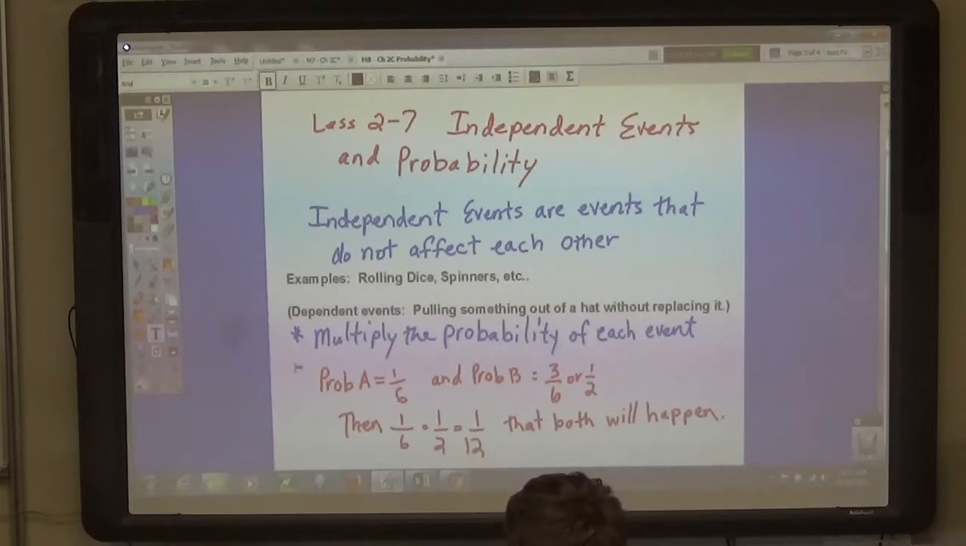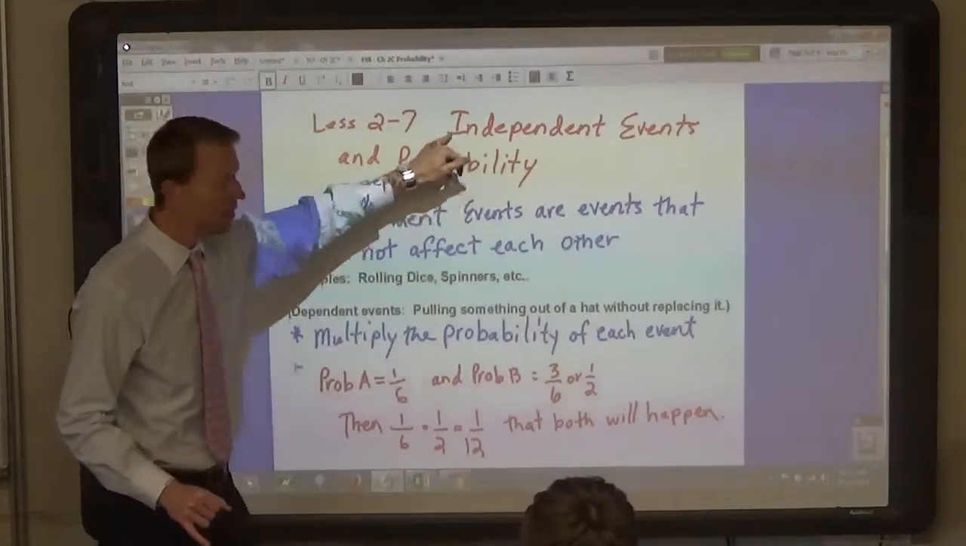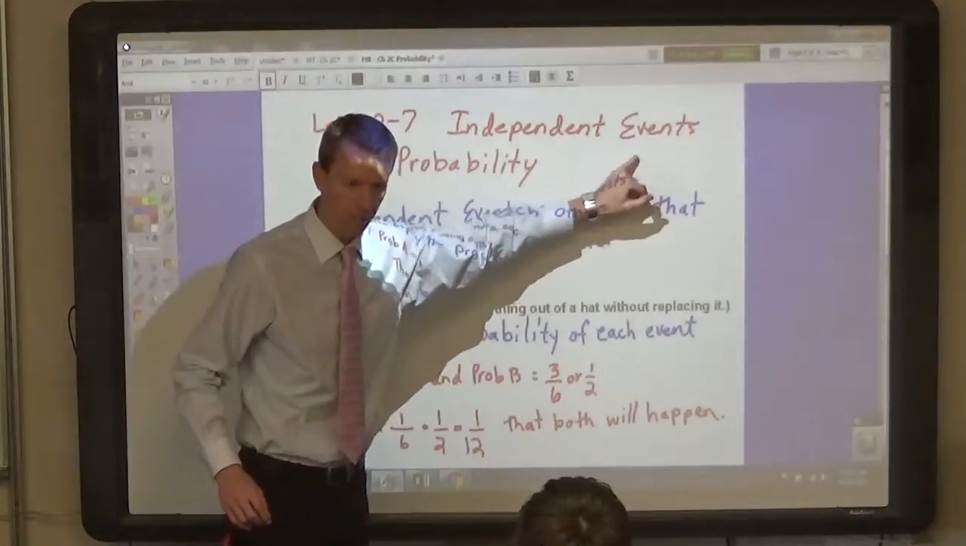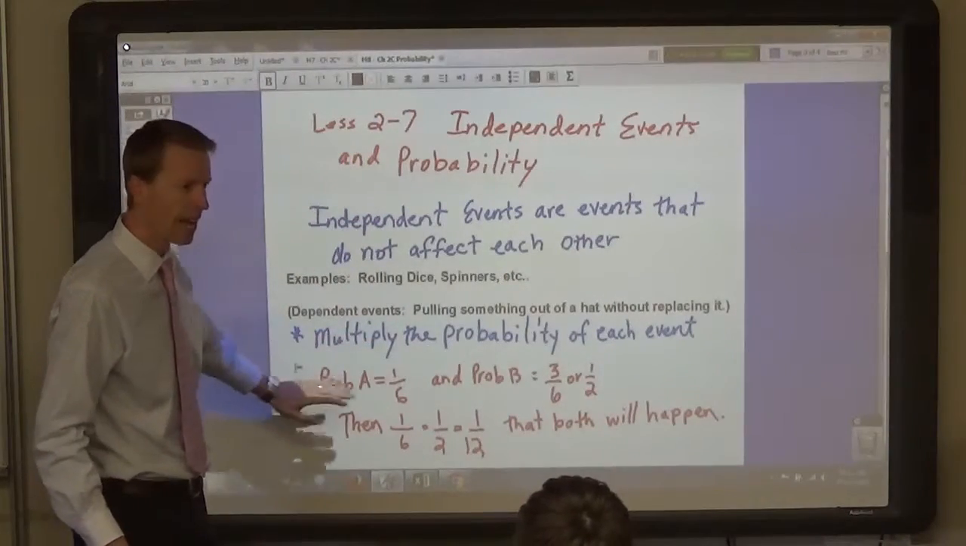Okay, 8th graders, we've been working on probability, and today we're going to talk about a couple of things. First of all, what independent events means, and then how to calculate something happening in a row.